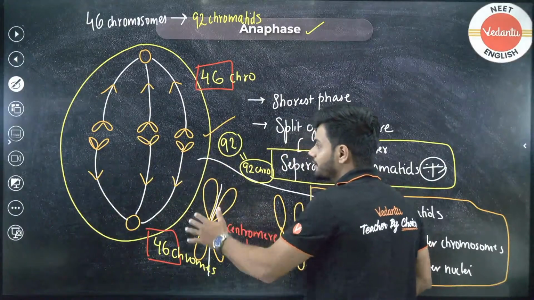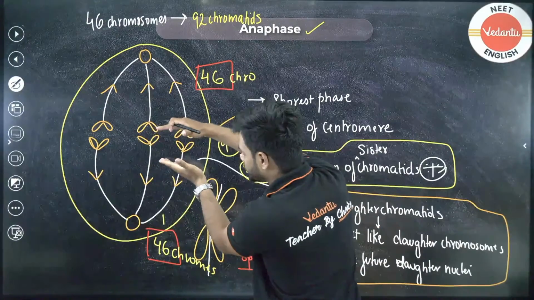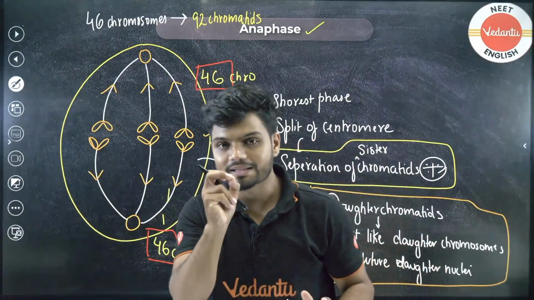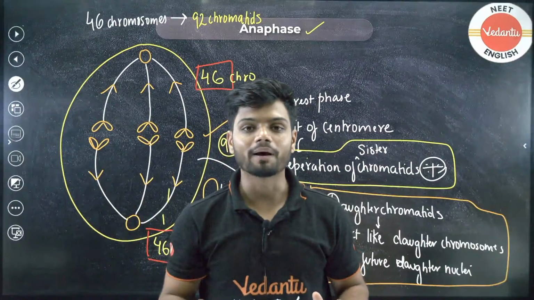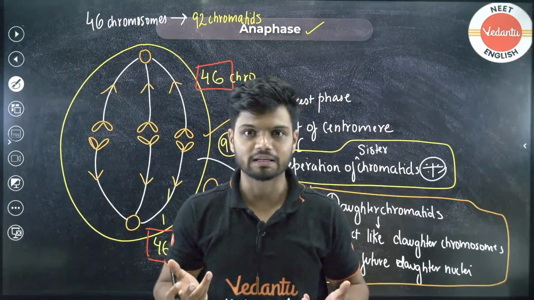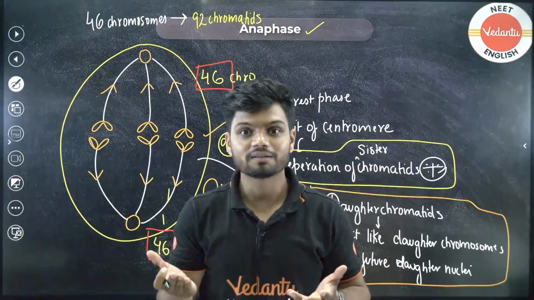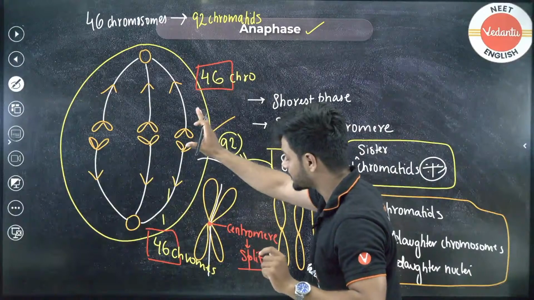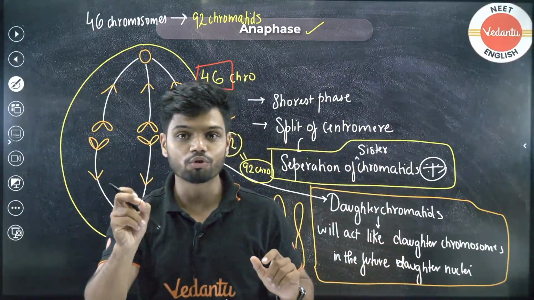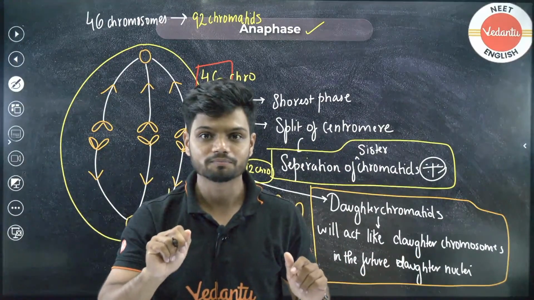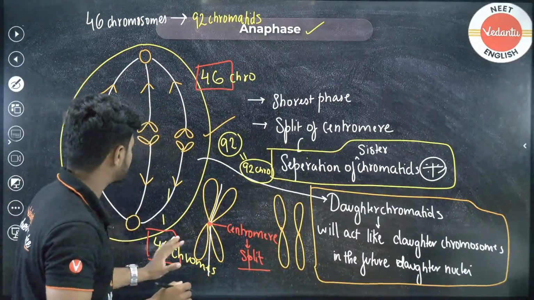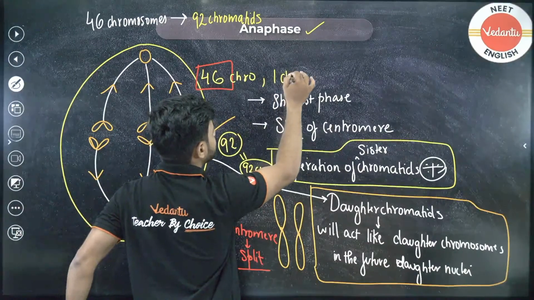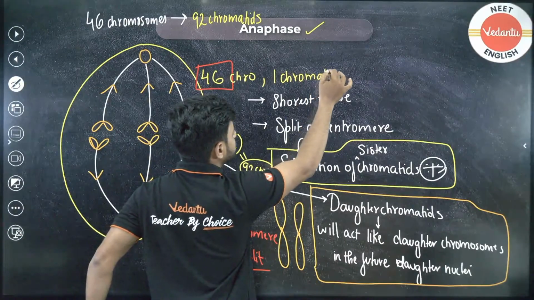92 chromatids are being separated out. And each chromatid is acting like a chromosome now. So technically, 92 chromatids means 92 chromosomes. 92 chromosomes, students, are here. Now, are these 92 chromosomes single chromatid or two chromatid? These 46 chromosomes on this side are with only one chromatid.